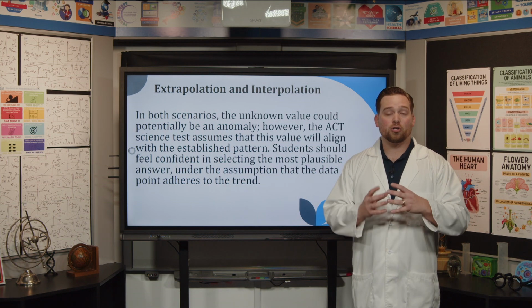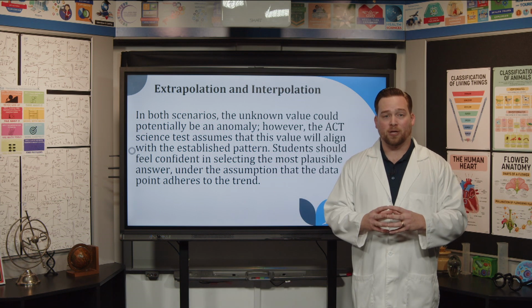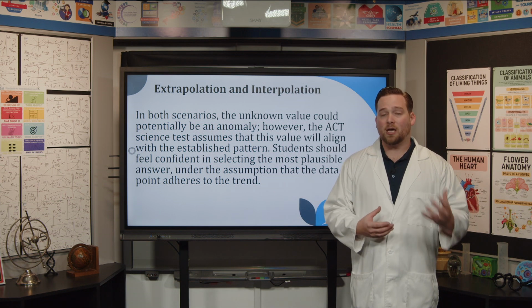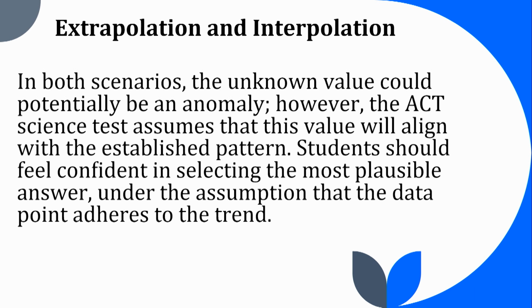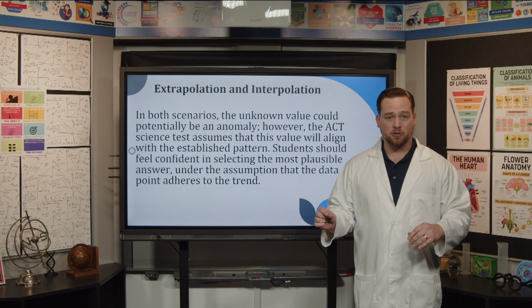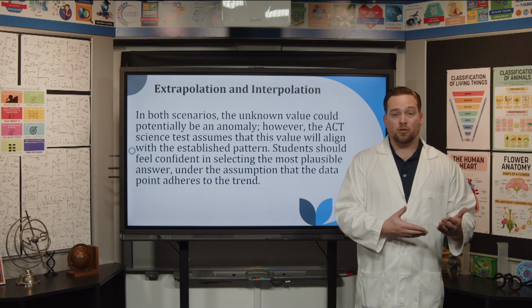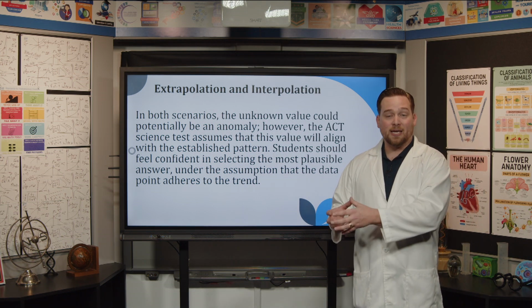When you're doing extrapolation and interpolation, in both scenarios, the unknown value could potentially be an anomaly. However, the ACT science test assumes that this value will align with the established pattern. Students should feel confident in selecting the most plausible answer under the assumption that the data point adheres to the trend. So that last sentence is kind of the most important. You need to assume that the data points adhere to the trend.